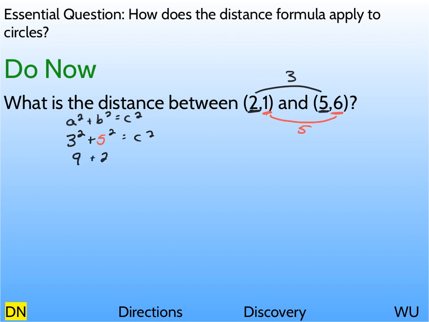That's 9 plus 25 equals c squared. So 34 equals c squared, and you take the square root. And the distance between those points is radical 34 units.